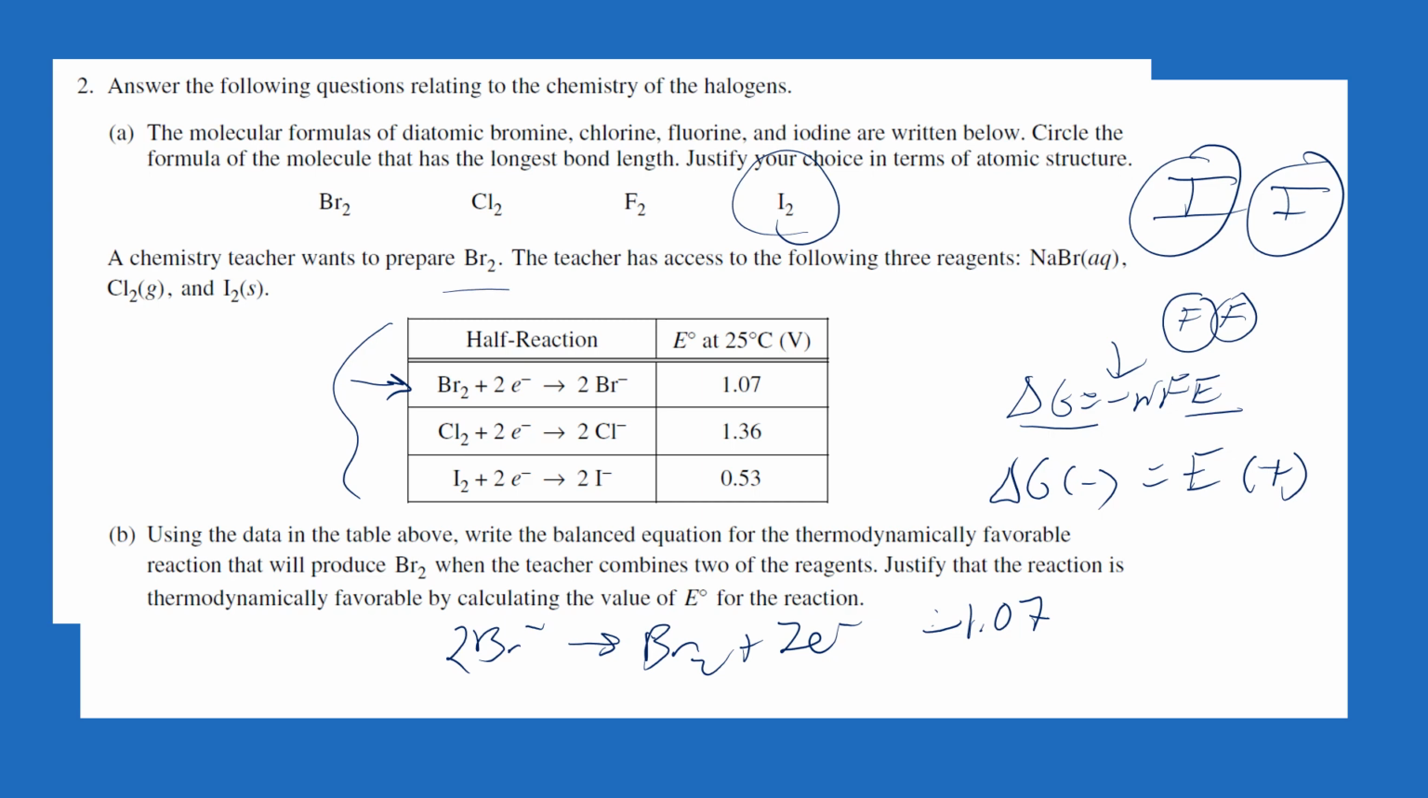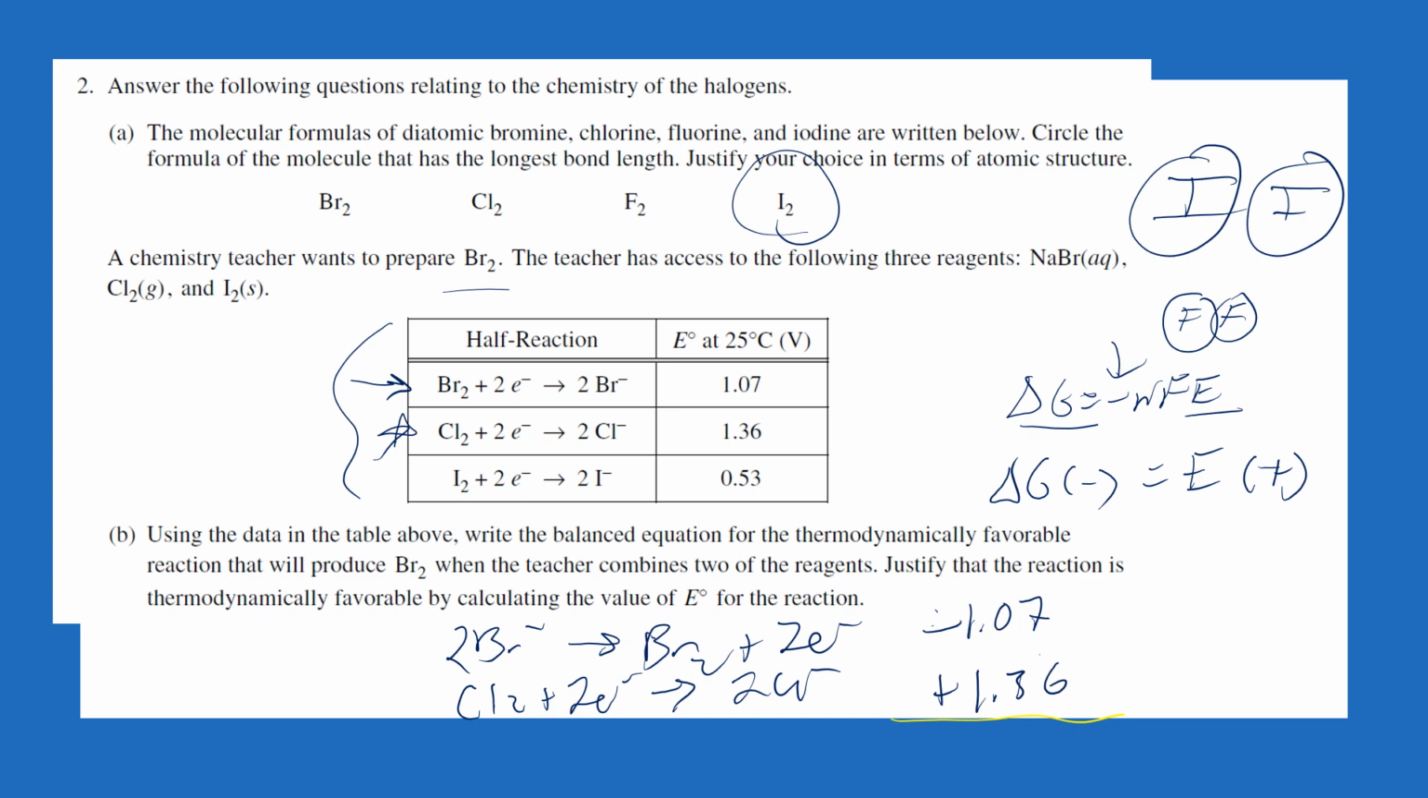So in order to make the overall potential positive, I need to add it to this chlorine reaction. The Cl2 plus 2 electrons yields the 2 chloride ions because it's a positive 1.36, and when you add those together, sorry, I wrote that bit wrong. We get, it's 1.36, there we go.